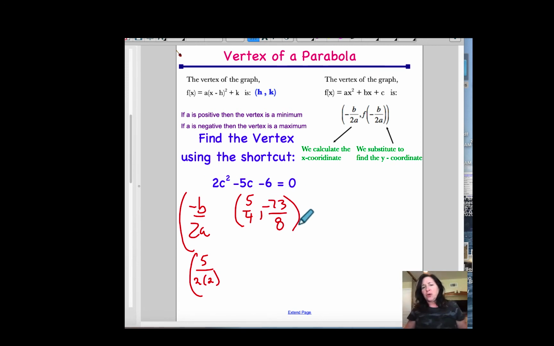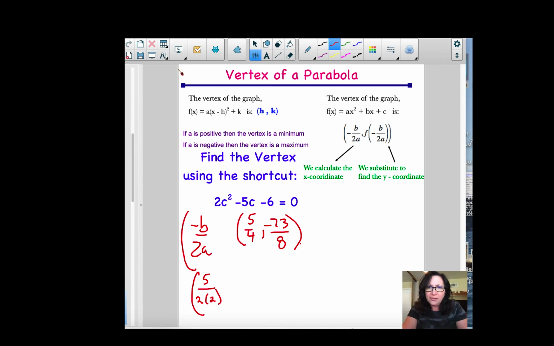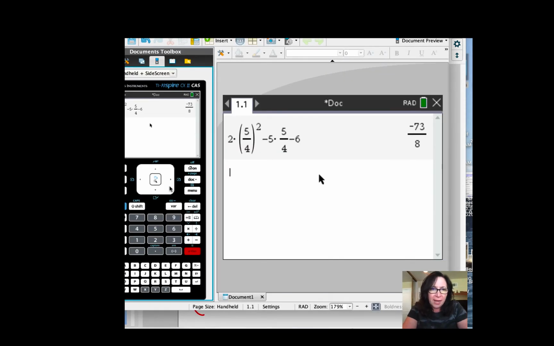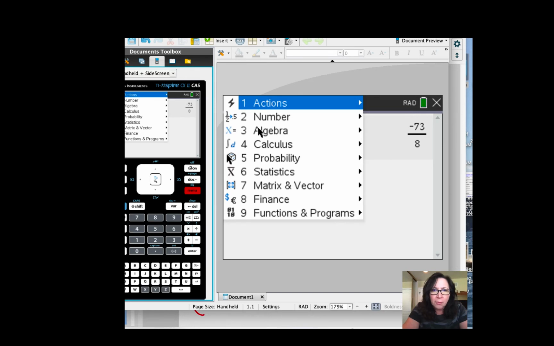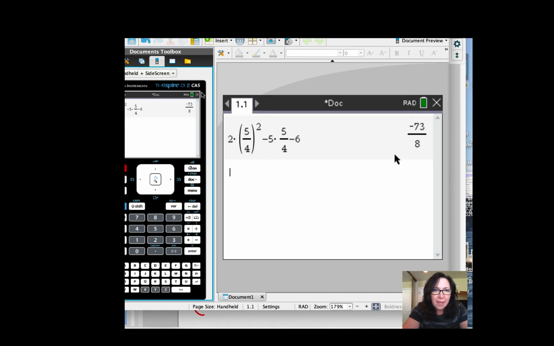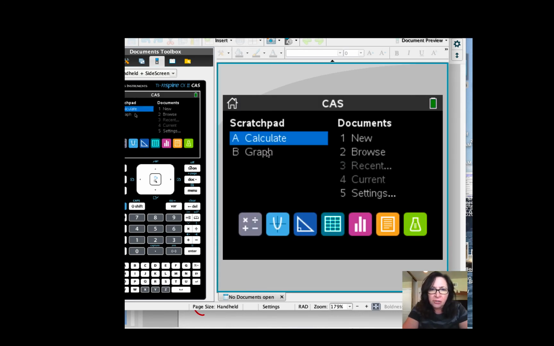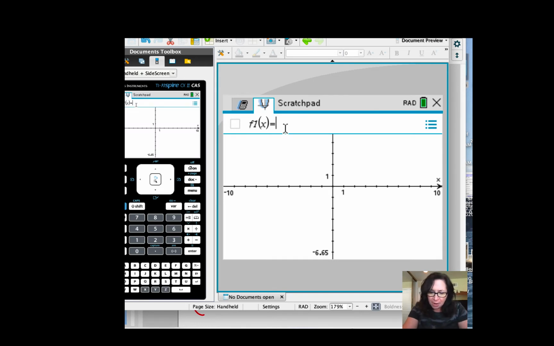Now, just a note, you definitely can check to see if this is right. Did we find the actual vertex right? Because we have the actual equation. So let me go back to my calculator and let's see what this might look like. I'm going to go to menu. Nope, I don't want that. I'm going to go escape and close this. I don't need to save that. I'm going to go to graph and type in my equation, which is 2x squared.